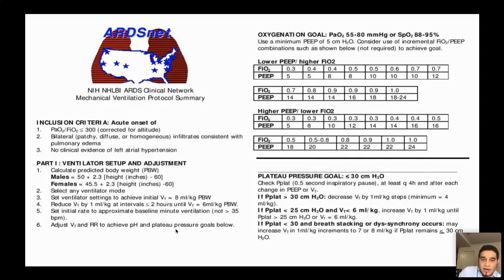The ARDS.net study that was done in 2001 compared a tidal volume of 12 ml per kilogram versus 6 ml per kilogram. They looked at mortality in these patients and found a higher mortality with a very high tidal volume, with a little bit of increase in barotrauma as well. So that's where the study recommended a lower tidal volume, which correlated with less mortality and a better outcome.